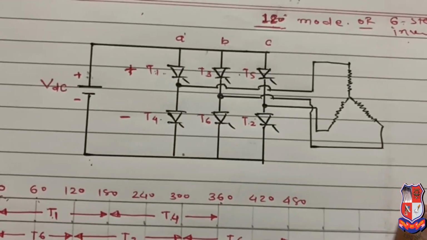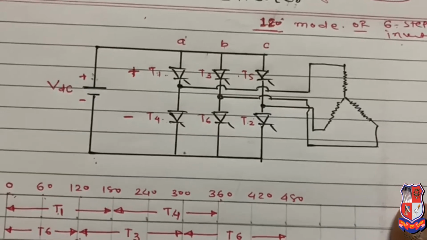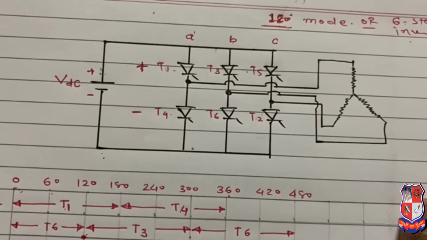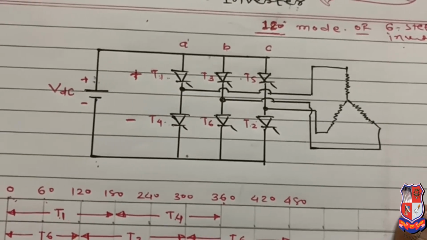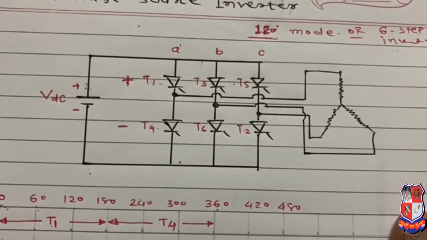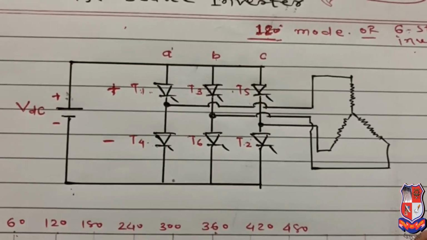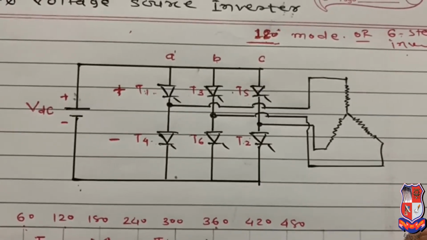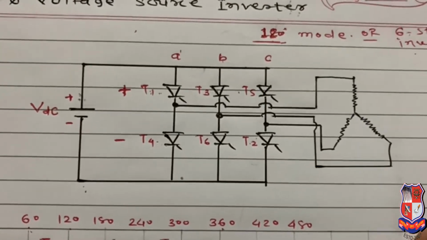We know that in AC power there are 2 cycles, positive and negative. So each phase consists of 2 switches. For example, phase A has T1 and T4 switch, where T1 is on for positive half cycle and T4 is on for negative half cycle. Same for B phase, T3 is for positive half cycle, T6 is for negative half cycle. Again for phase C, T5 is for positive half cycle and T2 is for negative half cycle.